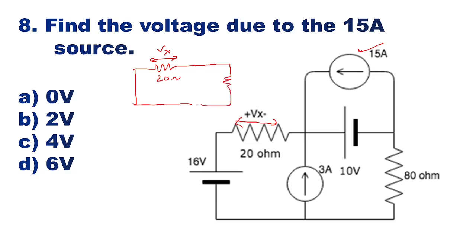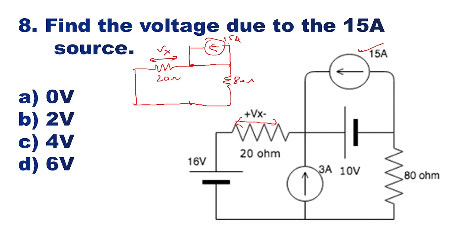So here you can have this resistance of 80 ohms, and here you can have the 15 ampere current source. Now this is the current source and we are having two resistances, and from those resistances we have to find out the voltage across the 20 ohm resistor. So here, we are having only one current source, that is of 15 amperes, and we will be having two resistances of 20 ohms and 80 ohms.